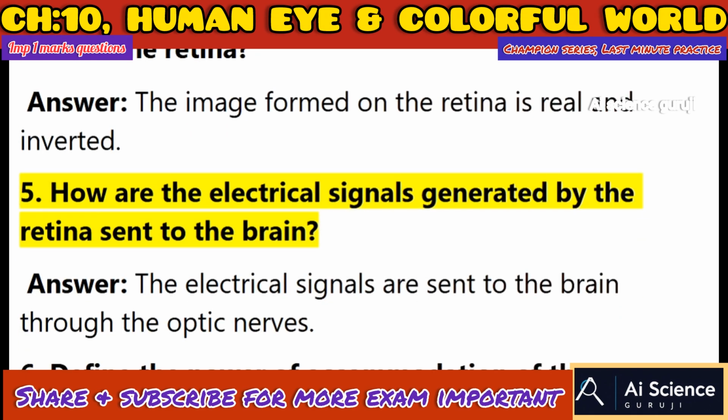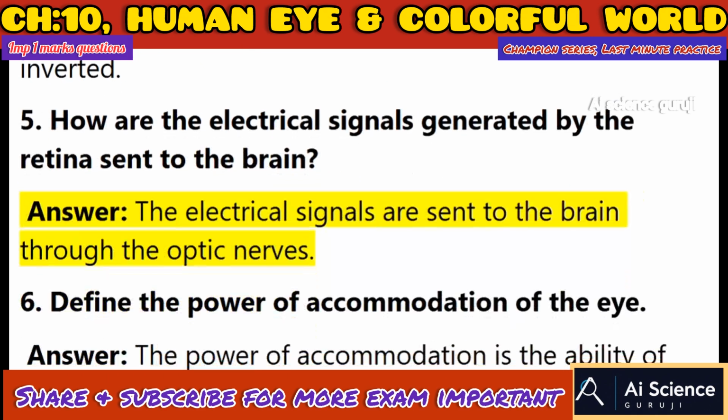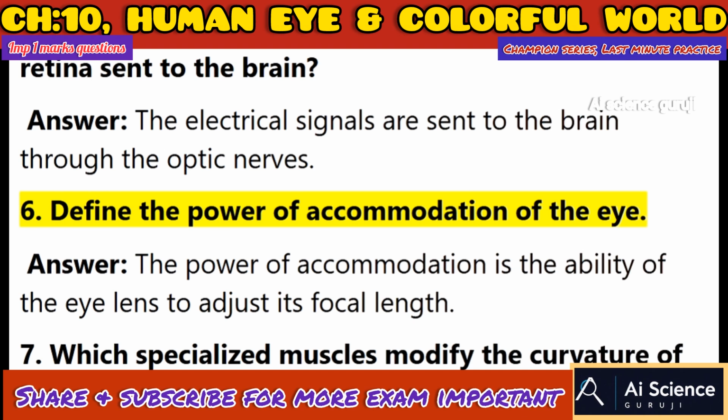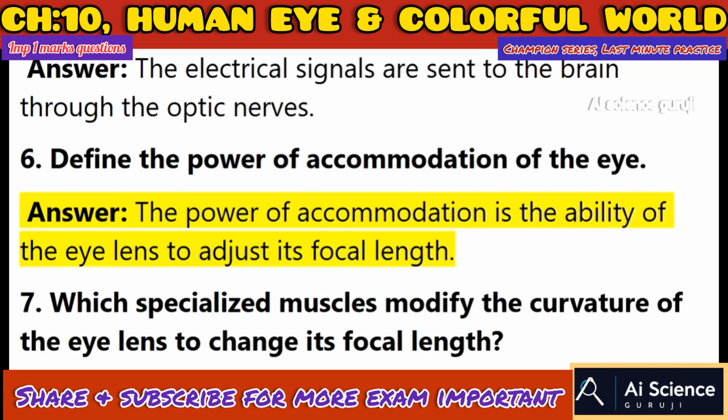5. How are the electrical signals generated by the retina sent to the brain? Answer: the electrical signals are sent to the brain through the optic nerves. 6. Define the power of accommodation of the eye. Answer: the power of accommodation is the ability of the eye lens to adjust its focal length.